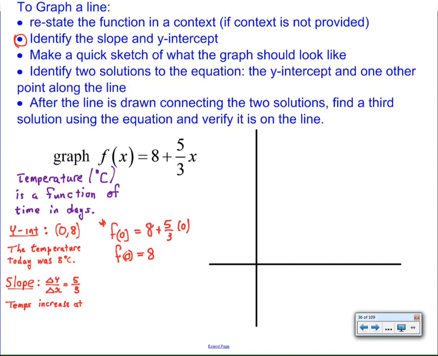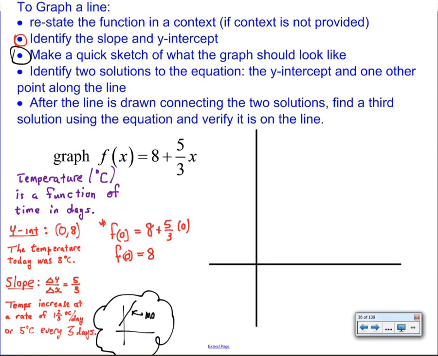Put that in context. My temperature will increase at a rate of 1 2/3 degrees Celsius per day, or in other words, 5 degrees Celsius every 3 days. So I would get a graph that looks like this. Now I made the steepness more than 45 degrees because the slope is more than 1. And I have at least enough detail to know that (0, 8) is a starting value.